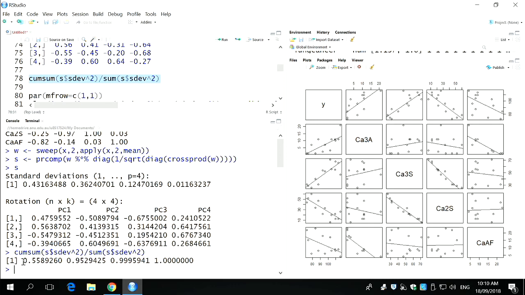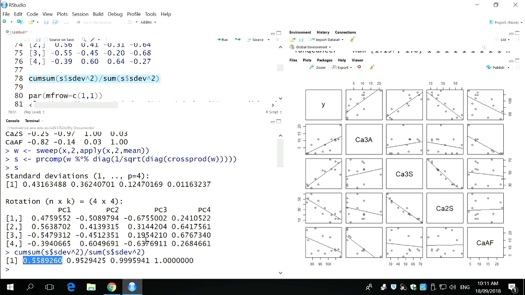So this first number, 0.5589, so 0.56, 56%. That tells me that the first principal component, that's this first direction in this space, captures 56% of the total variation. It's over half, right? So this four-dimensional space has this variation in it. The first direction, that one-dimensional part of that space, captures 56% of the available variation.